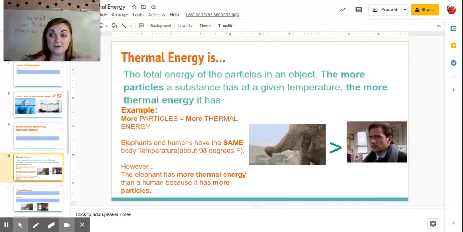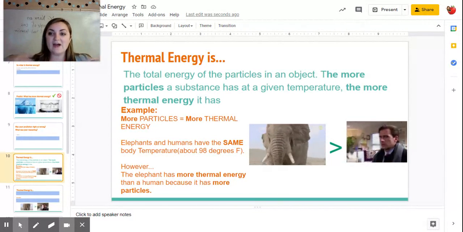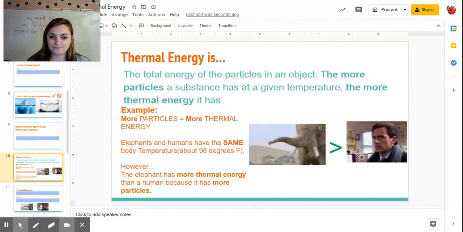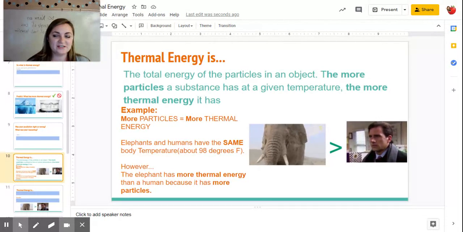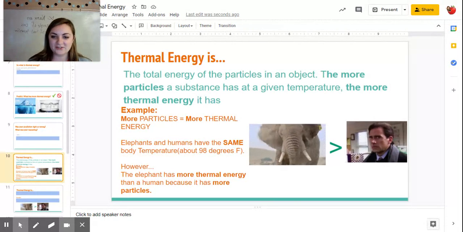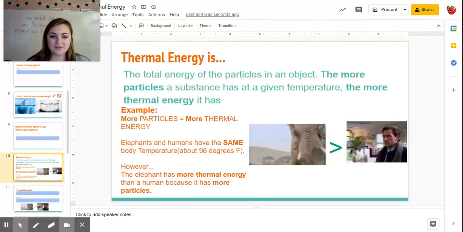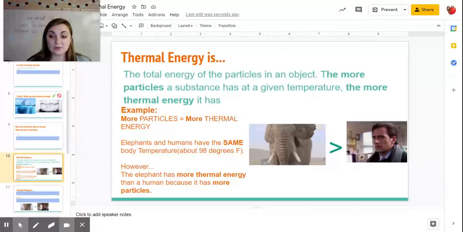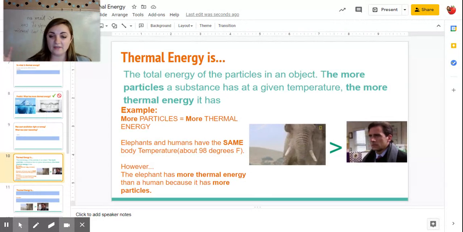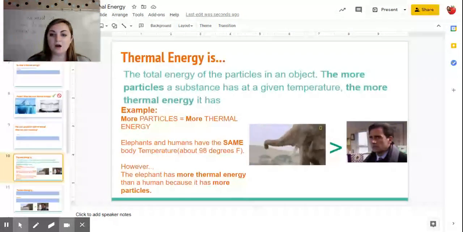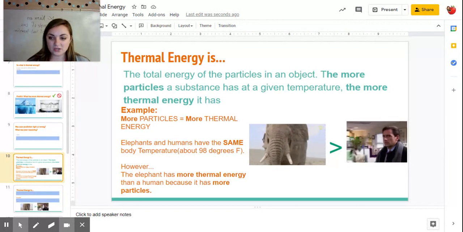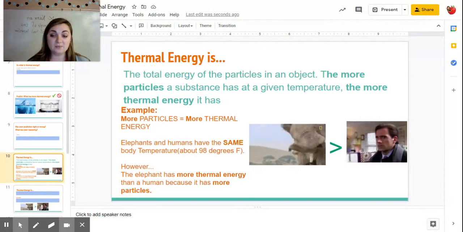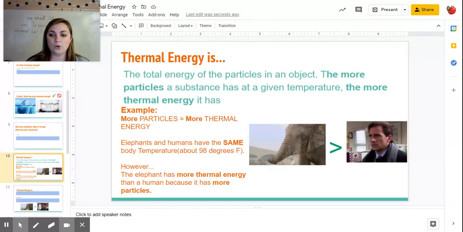So if we have a bigger substance and we have more particles, there's going to be a higher total energy. It doesn't matter what the temperature is. If you have more particles, it equals more thermal energy. And so the example that we have here is that the iceberg obviously is much larger than the pot of boiling water. And so there are a lot more particles in the iceberg than there are in the boiling water. Therefore, the thermal energy of the iceberg is much higher than the pot of boiling water.